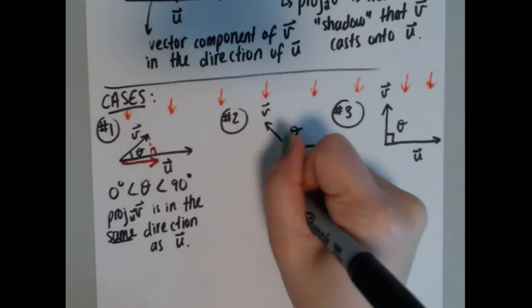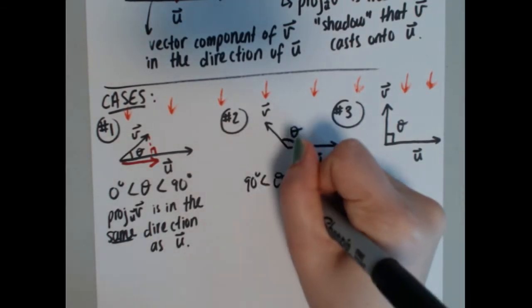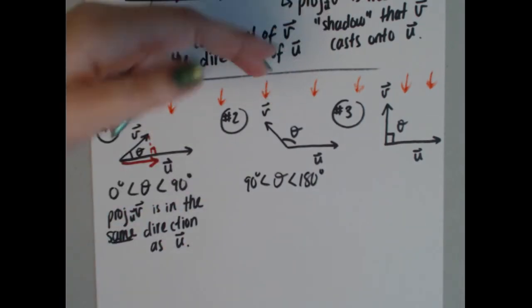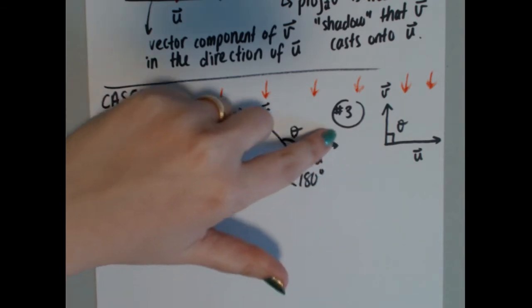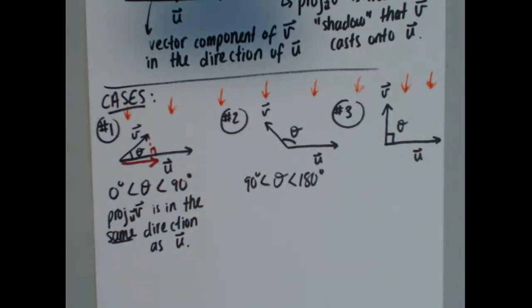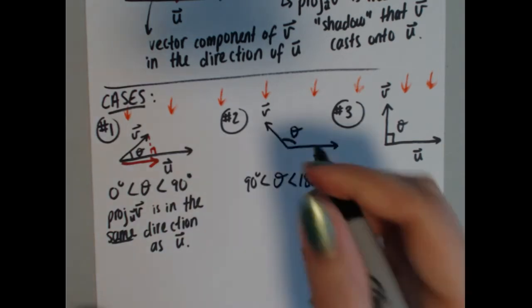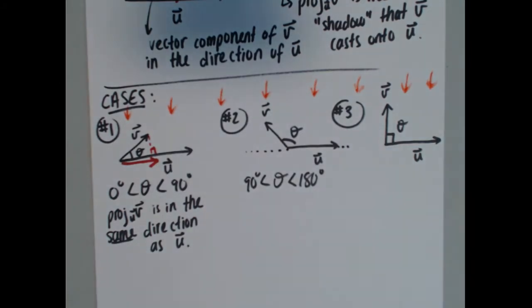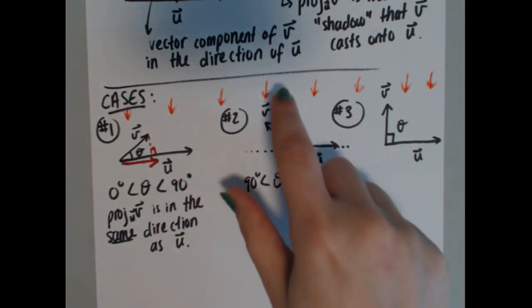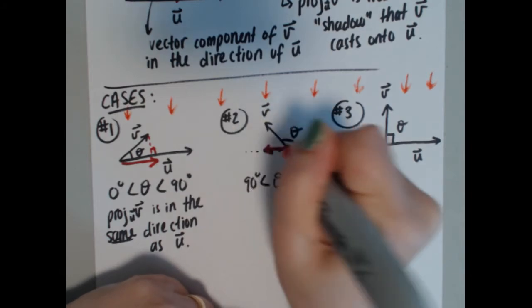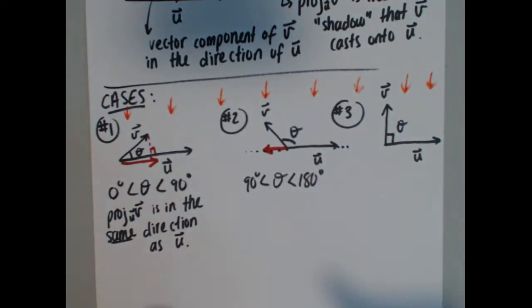For example, consider case number 2. This time my angle is between 90 and 180 degrees. This is an obtuse angle. Now, if the light is coming from the top, the shadow of v is not going to be cast onto vector u, it's going to be cast on this side this time. So I'm going to draw a dashed horizontal line here. This is the line that u exists on, and v is going to cast a shadow like so. There's the shadow.